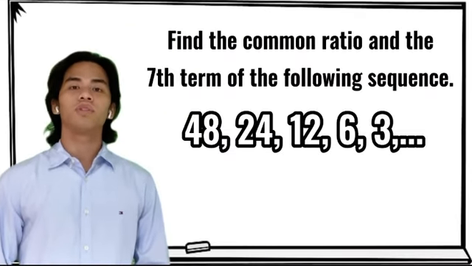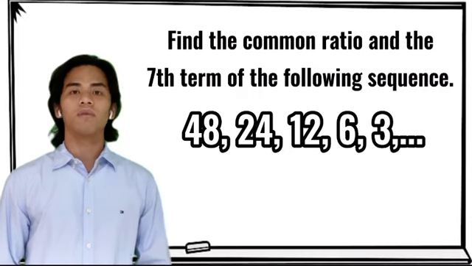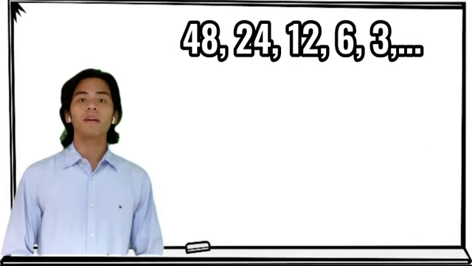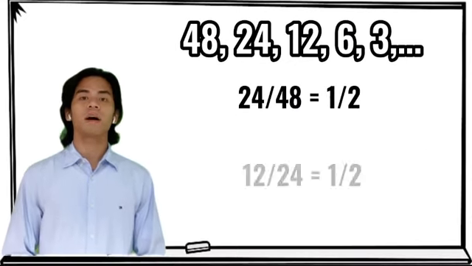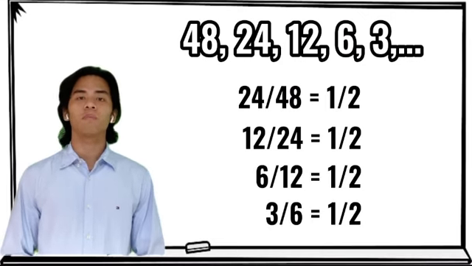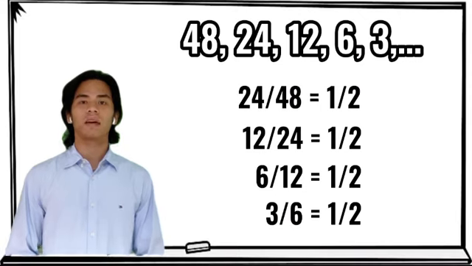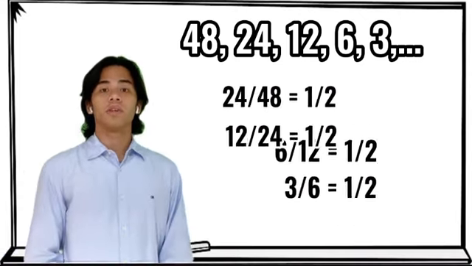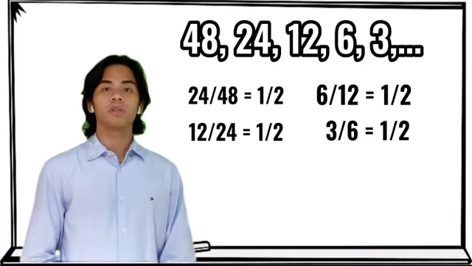Find the common ratio and the 7th term of the following sequence. To find the common ratio, we have to divide a successive pair of terms. It doesn't matter which pair we pick as long as they're right next to each other. The ratio is always 1/2, so the common ratio is 1/2.